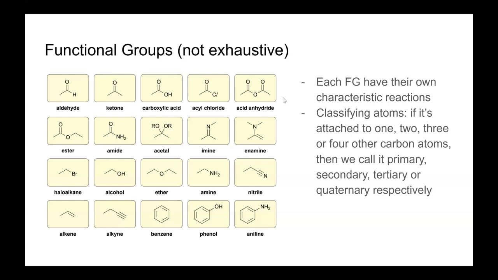Another thing we need to take note of is how we classify atoms. If it's attached to one, two, three, or four other carbon atoms, then we call it primary, secondary, tertiary, or quaternary respectively. So what do I mean by that? Well, a tertiary amine means that the N is attached to three other C atoms.